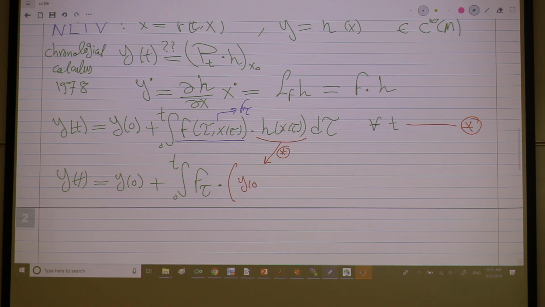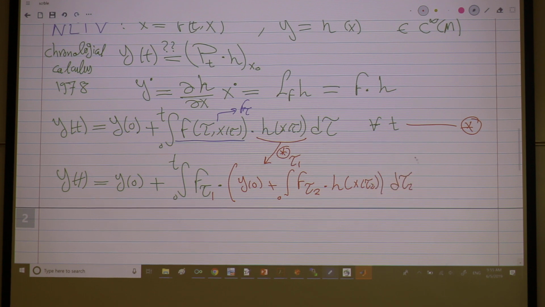So it's y of 0 again plus the integral from 0 to tau. Now we have another f at tau, so let's please give indices. This is my first tau and this is my second tau acting on h at the second tau, d tau 2, close the red thing, and I have the green d tau 1. Any question about the second equation? So it's recursive. Like the Picard theory? Yeah, very simple. Any question about this?